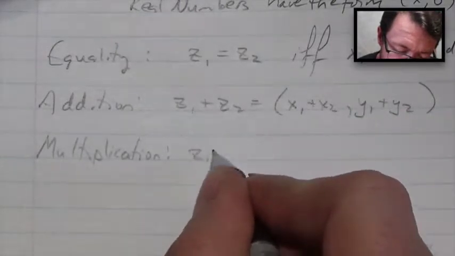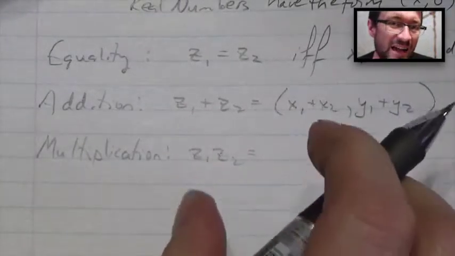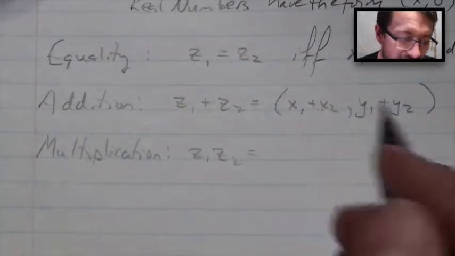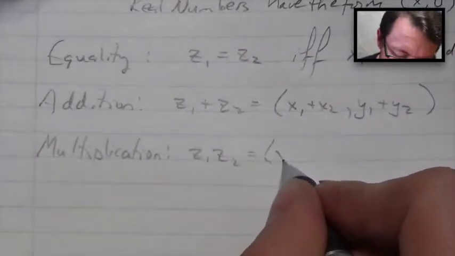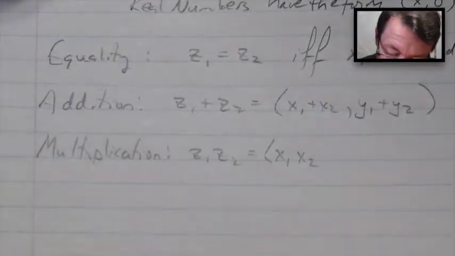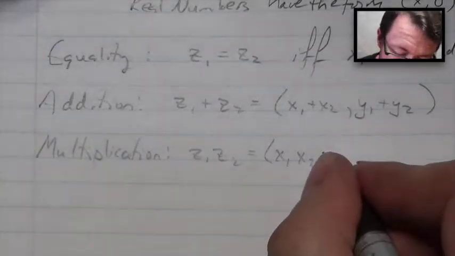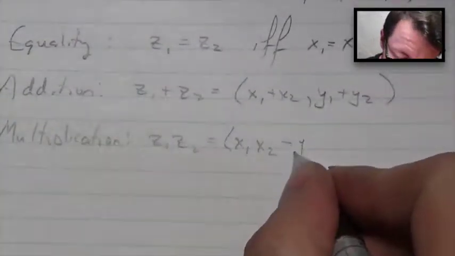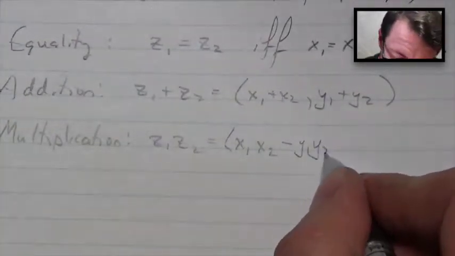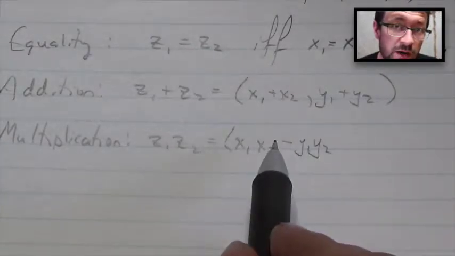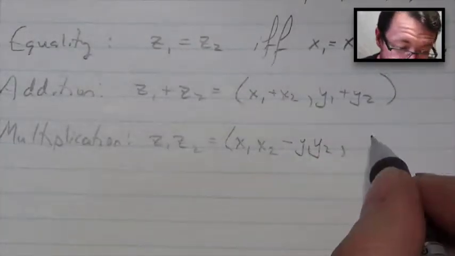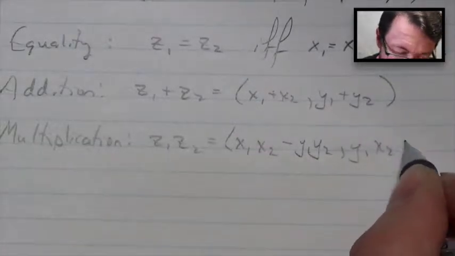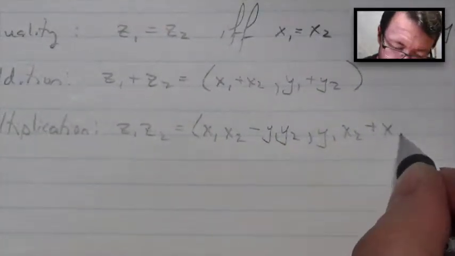But z1 multiplied by z2 is not x1 multiplied by x2, comma, y1 multiplied by y2. Instead, it looks more like this. It's going to be x1 x2. That part is correct. But here's where we differ a little bit: minus y1 y2. That's the real part of the product, comma. The imaginary part is going to be y1 x2 added to x1 y2.